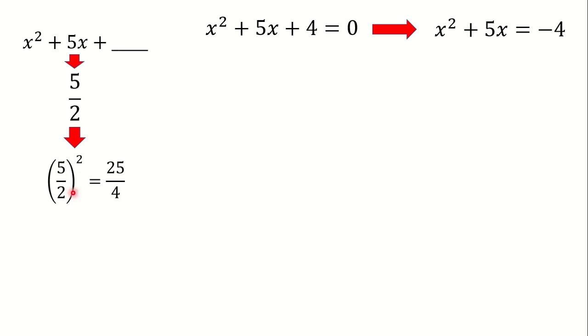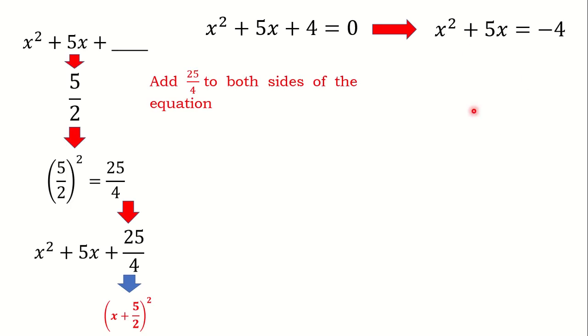So, 5 over 2 squared is equal to 25 over 4. So, ang magiging expression na natin is x squared plus 5x plus 25 over 4. Tatandaan nyo ang proseso na to, ha? Okay, next. So, to get the square of binomial, so, kunin nyo lang yung square root nito. Ito. So, that is 5 over 2. So, x plus 5 over 2 squared. So, balik na tayo doon sa equation natin.